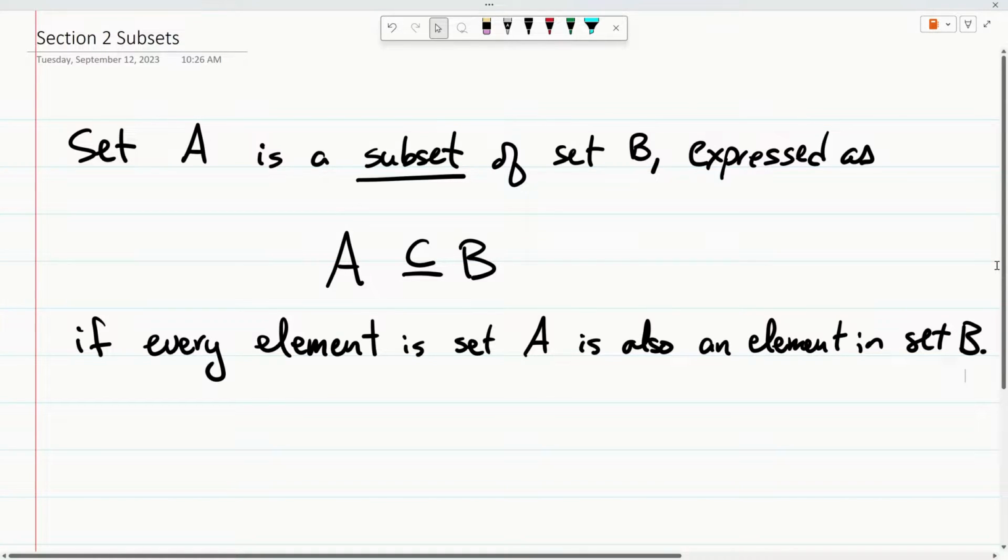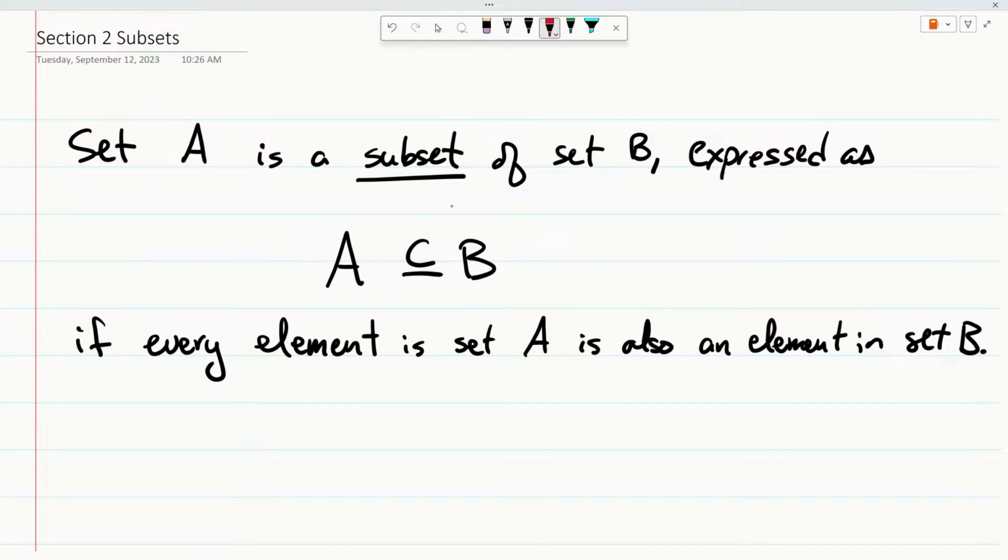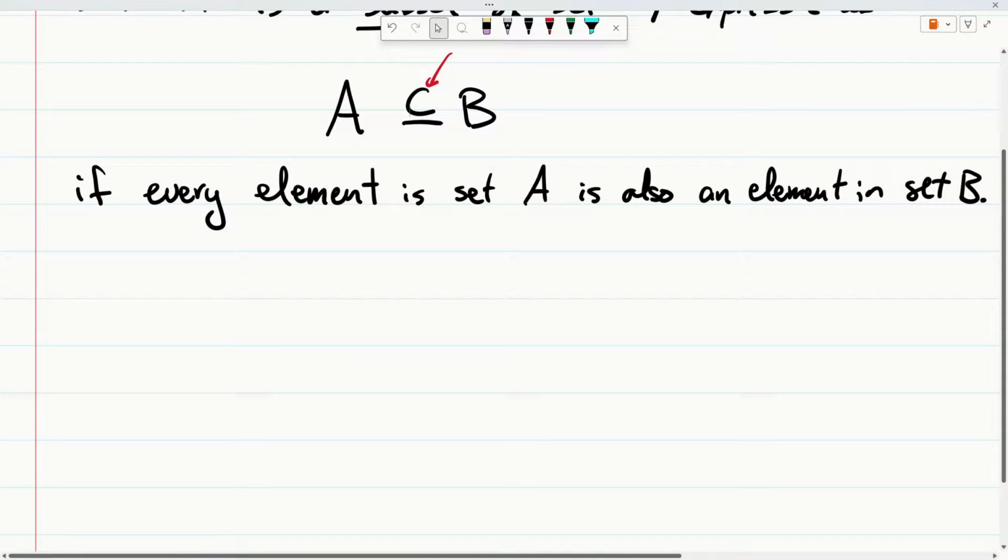In this video, we're going to go over Section 2, subsets. So let's start off by defining what a subset is. Set A is a subset of set B, expressed as A ⊆ B, so that's what that symbol stands for, is a subset, if every element in set A is also an element in set B. So let me show you an example.